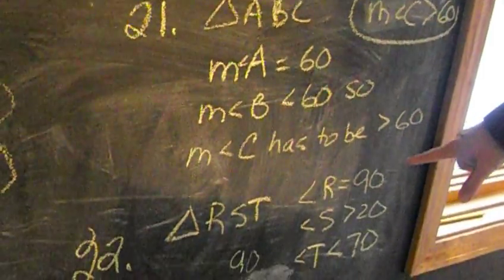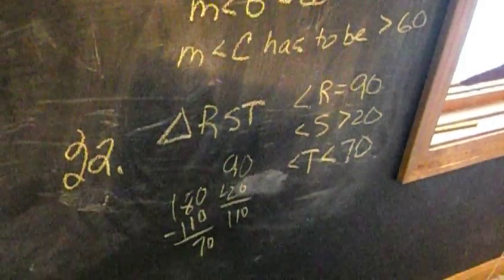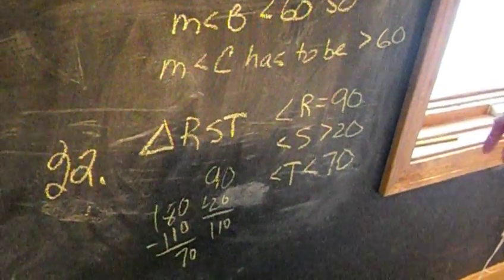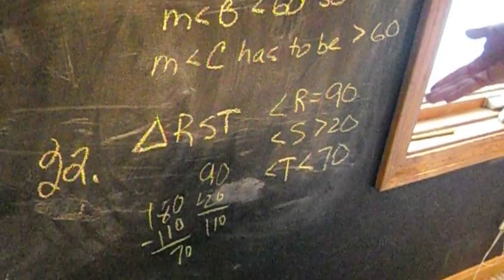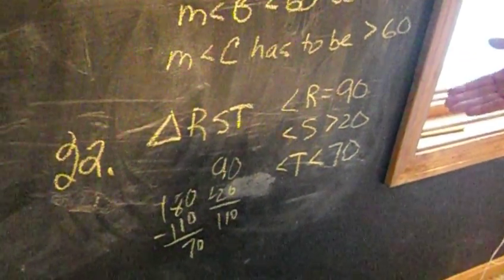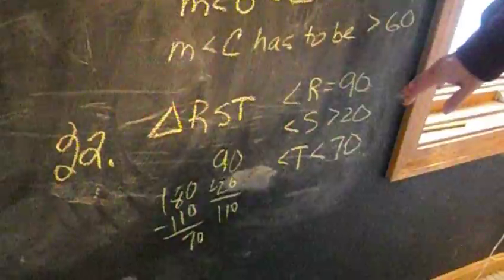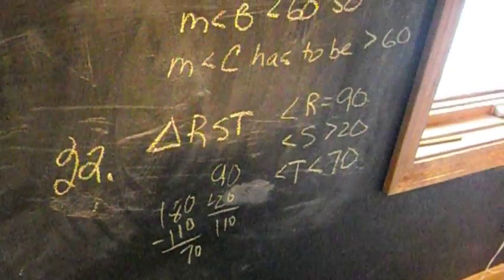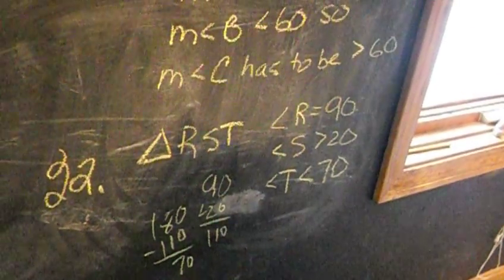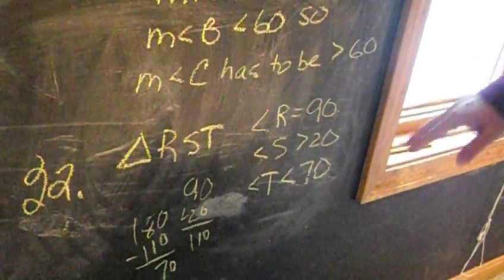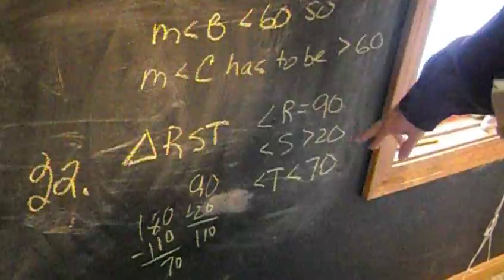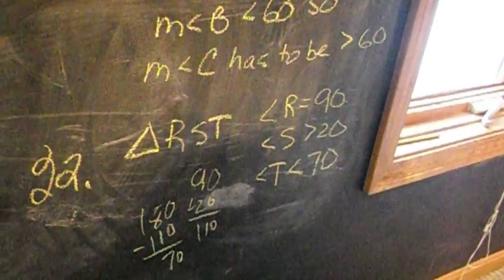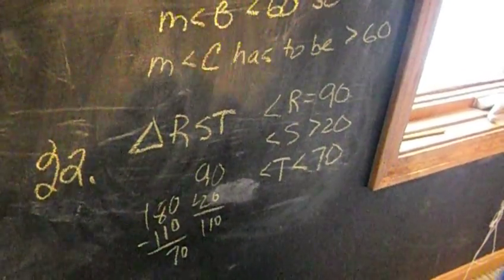In triangle RST, at number 22, the measure of angle R equals 90 and S is greater than 20. Same type of thing. If R equals 90, S is greater than 20. T has to be less than 70 because you had to take 90 and 20, add those together, you get 110. 70 would be if S equaled 20, but S is greater than 20, so it's got to be less than 70. So the answer to this one is that angle T is less than 70.